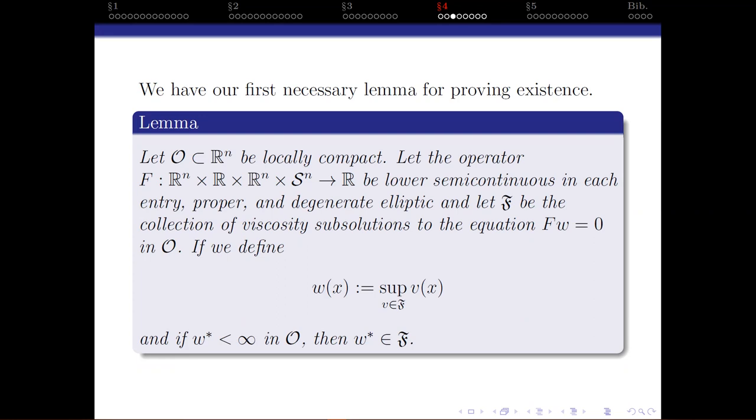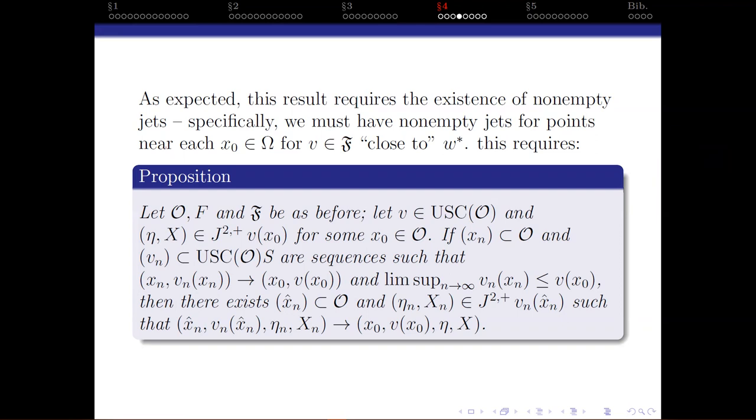Now, if you remember your definitions for viscosity subsolutions here, you'll remember that that means that I need to be able to produce jets, or rather, if I have jets, I have to be able to show that certain results are obtained. And that's going to be a little bit tricky here since we're taking supremums. So in order to prove this lemma, the authors Crandall, Ishii, and Lions have to introduce a proposition, which is every single bit as technical.